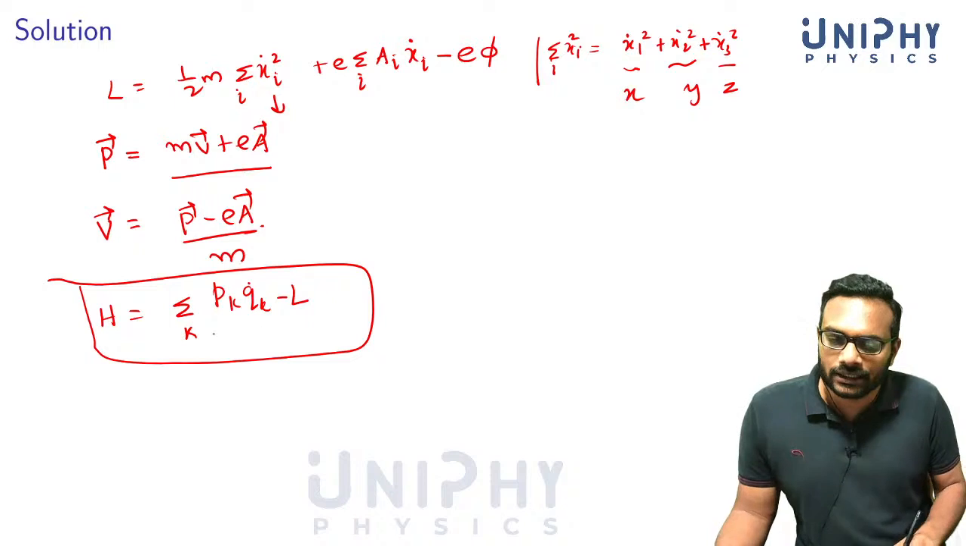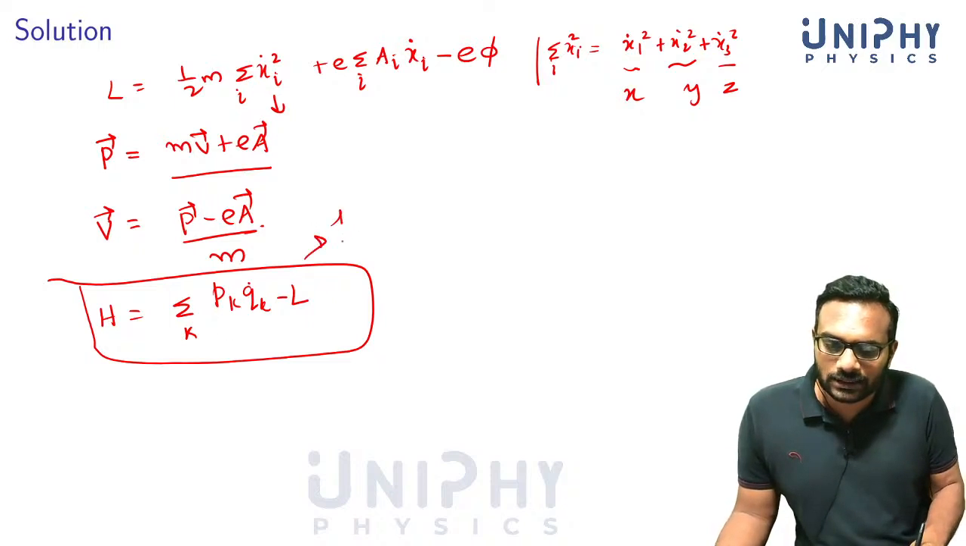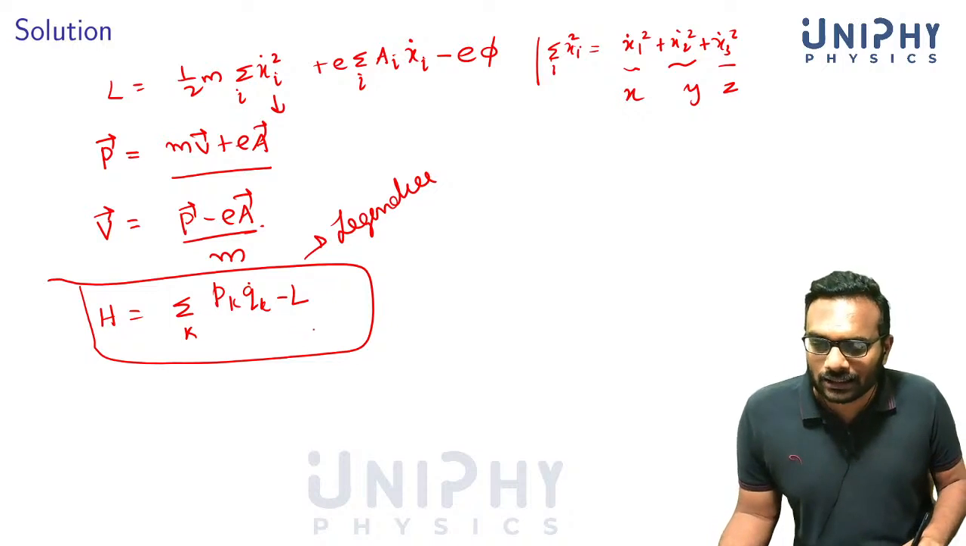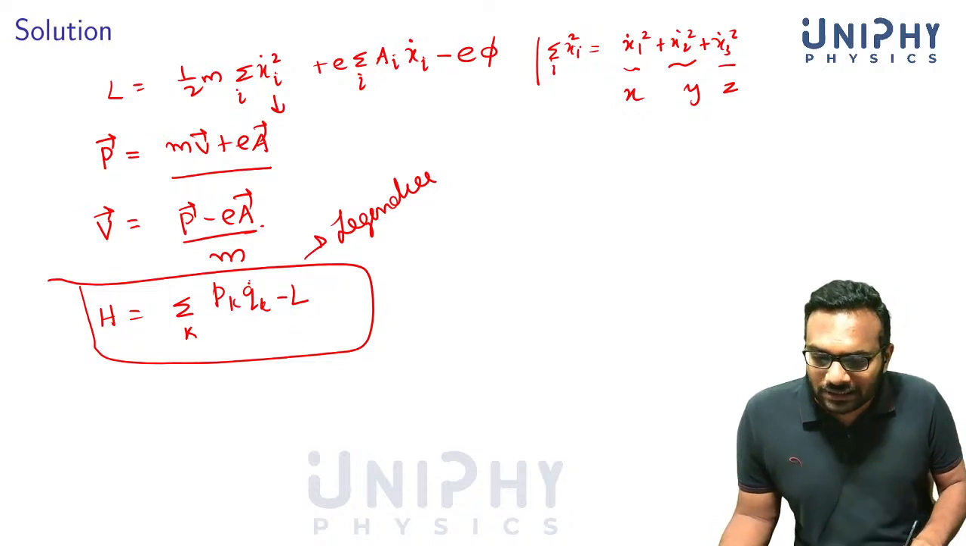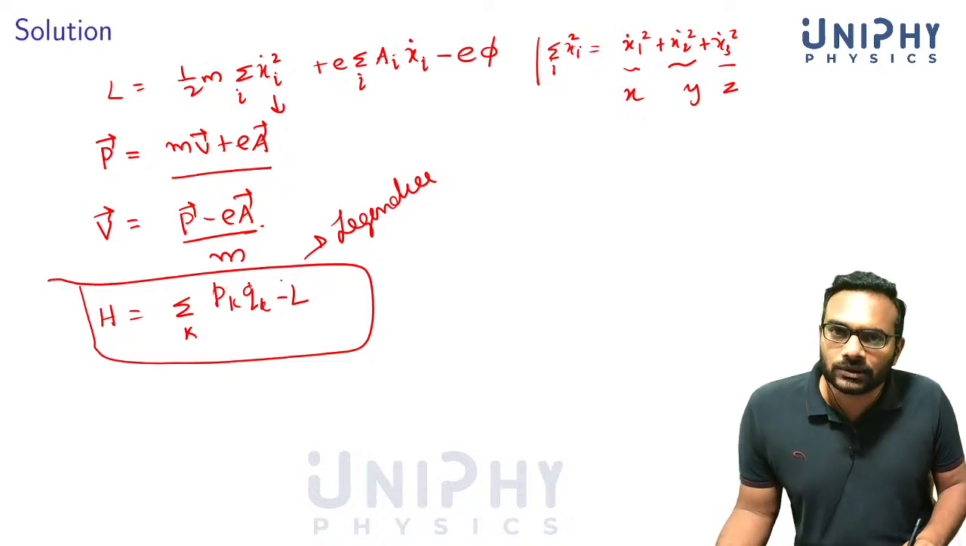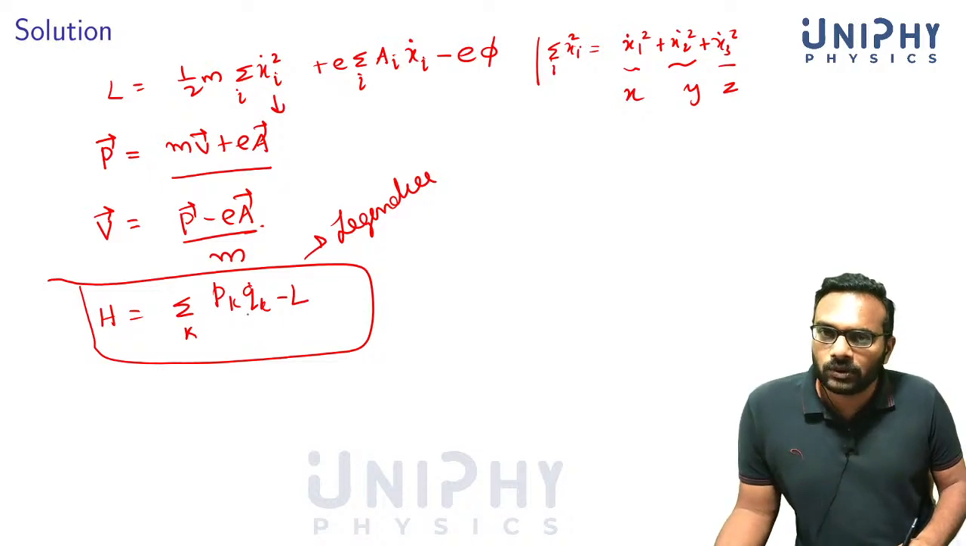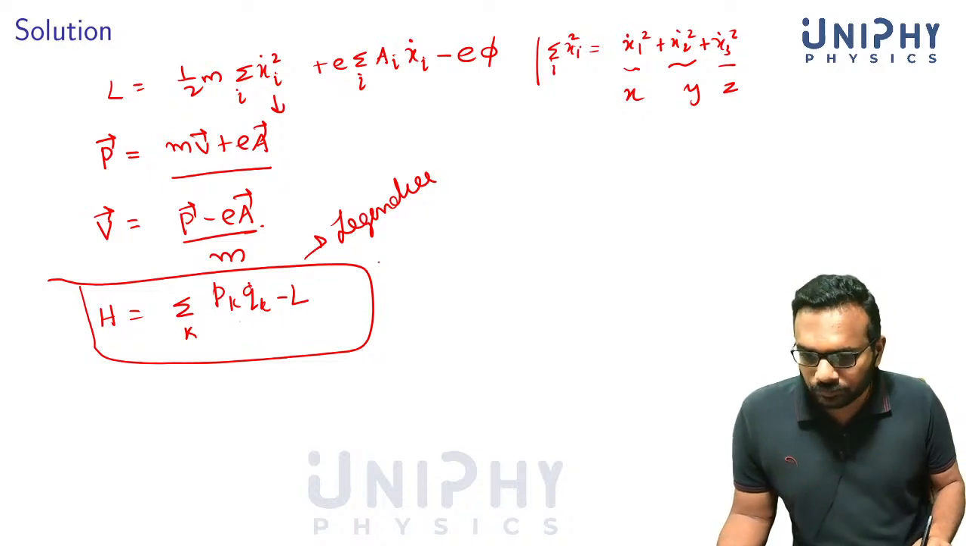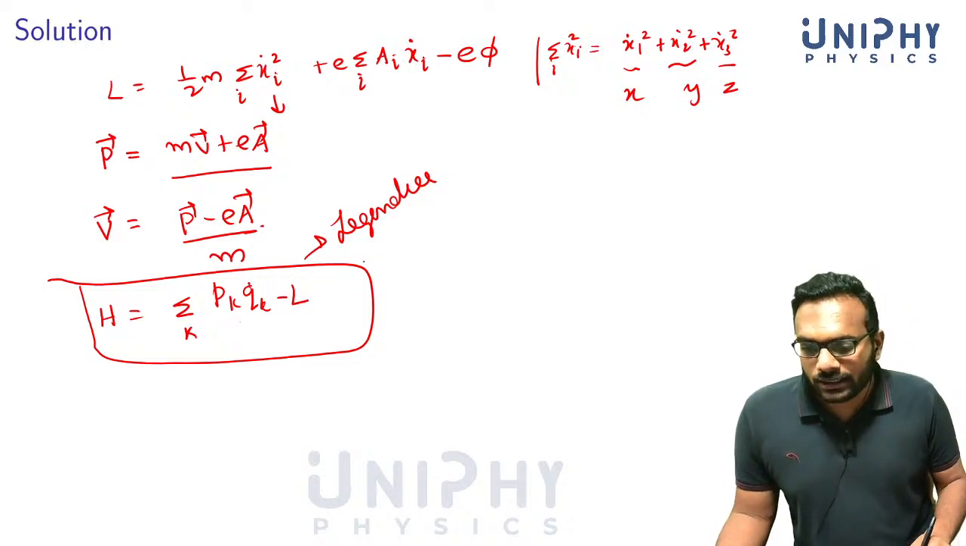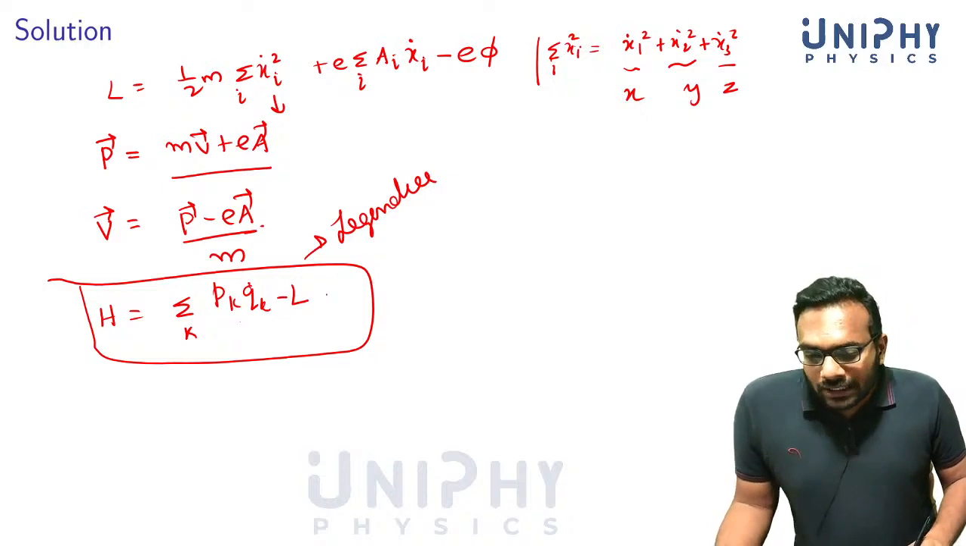Once you know the Lagrangian, this is known as a Legendre transformation. You make a Legendre transformation to get the Hamiltonian, which means that you need a function where all the q_k dot will be written in terms of the momenta. We don't need velocities in the expression for the Hamiltonian, so we will write it in terms of the momenta. That would be the Hamiltonian.